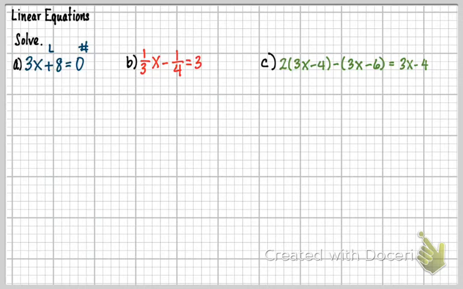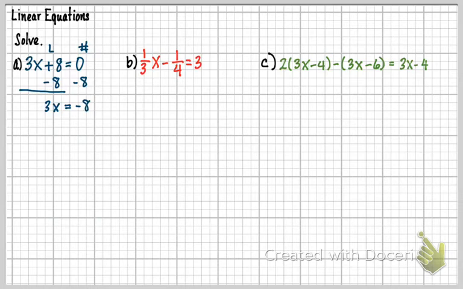So what I'm going to do here is subtract 8 from both sides. Hopefully this is okay with you guys. I'm going to have to do it to the other side as well, and when I say the other side, I mean the other side of the equal sign. So in the process of subtracting 8 from both sides, what I'm going to get on the left side is 3x, because it's really 3x plus 0, which is just 3x. And then on the right side, I'm going to get negative 8.